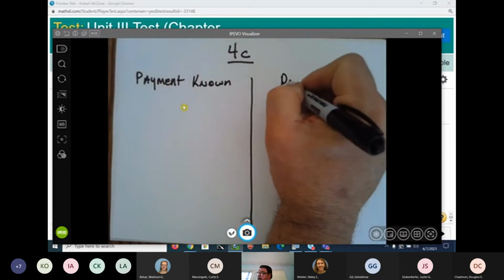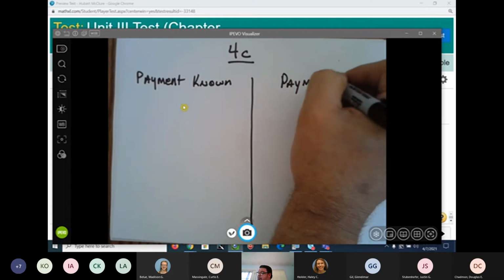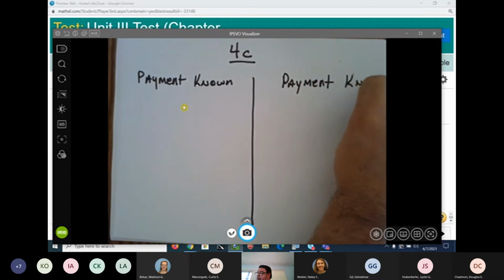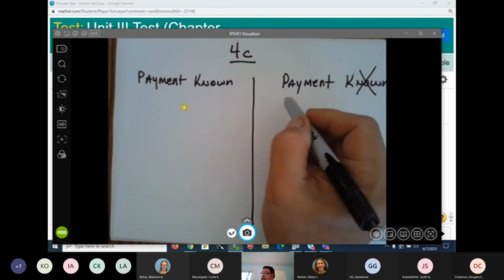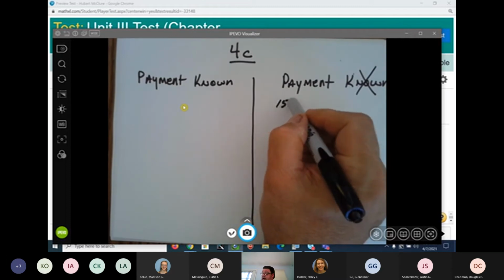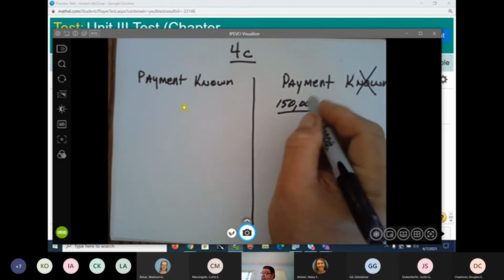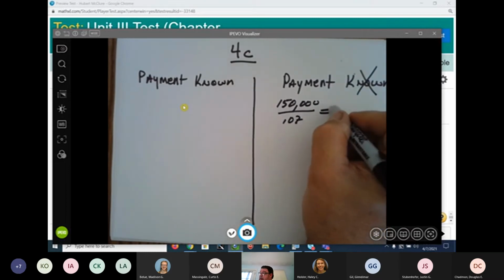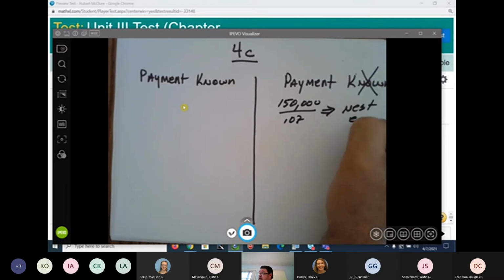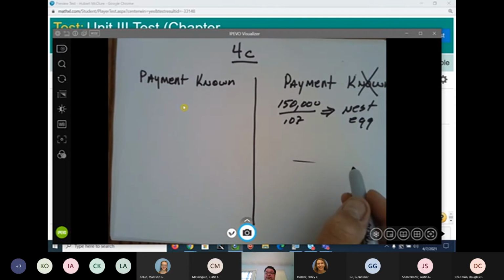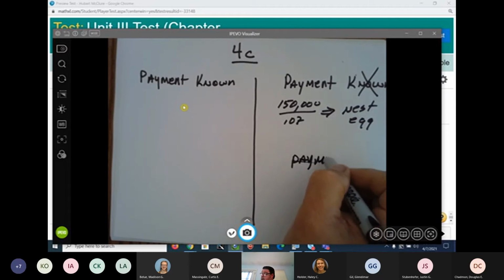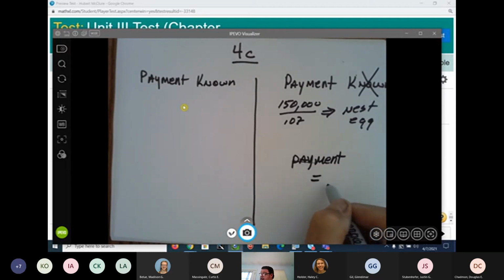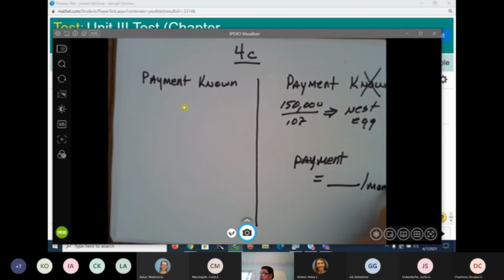And payment not known. Now, we already went through payment not known. That was the one where you had to take $150,000 and divide by 0.07 to get the nest egg, and take that nest egg and plug that into the formula, and you get a payment equals so much per month. So we already went over that type.